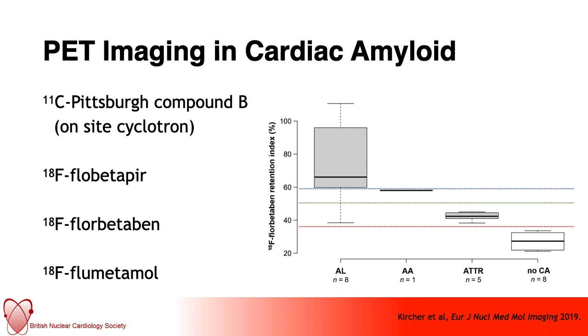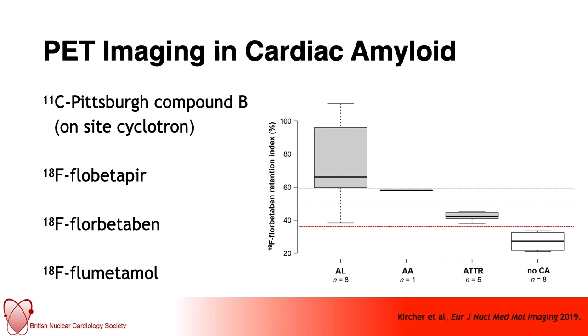Now you can see that generally speaking these have higher uptake, and you can see the graph there for florbetaben, generally with higher uptake for AL as opposed to TTR. So it's almost, if you like, the converse of DPD in bone scintigraphy, as we've previously discussed.